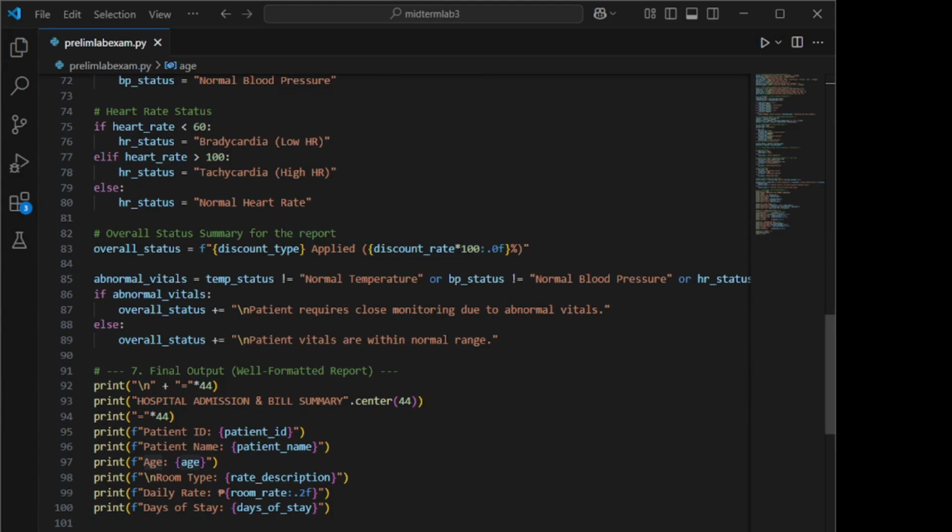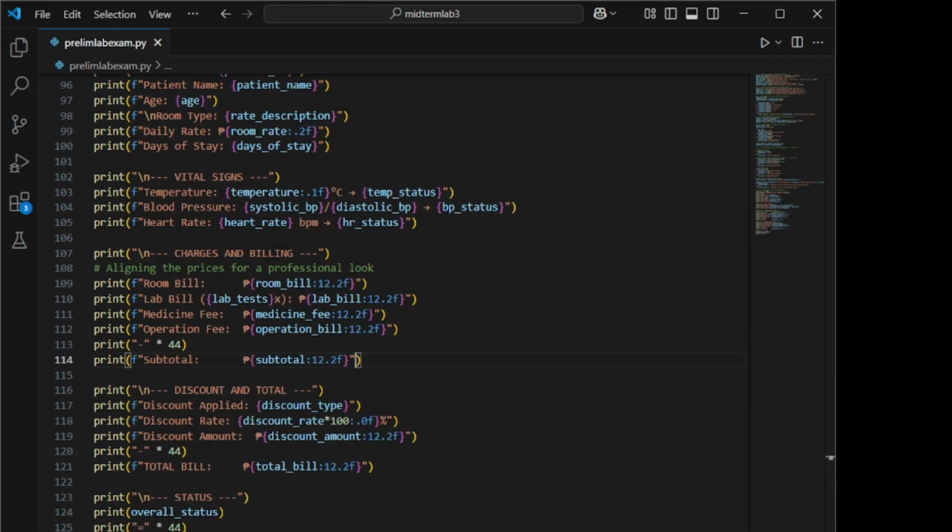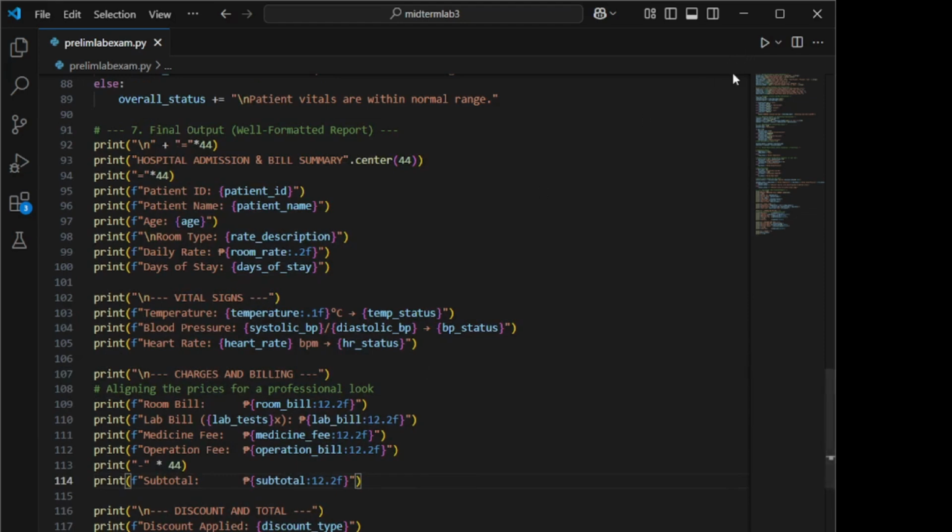Last piece is presenting our results professionally. Now we use again the f-string for readability, and most importantly, we use this format specifier to ensure we display exactly two decimal places for currency, and this 12 here reserves 12 spaces, which neatly aligns our prices for a clean columnar look. Now, let's try to run this.